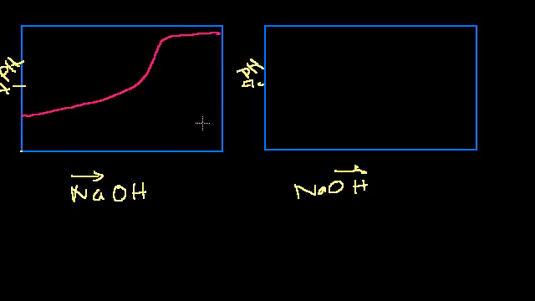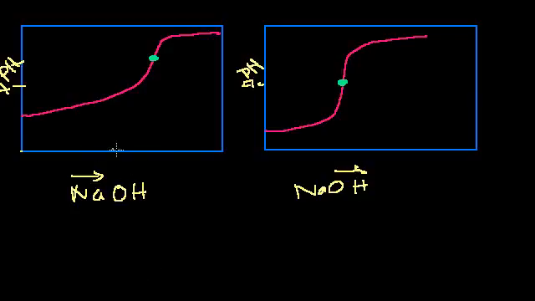And let's say I have another one, and it looks something like this. At some point, bam, it just goes like that, and then it goes like that. So my question is, if you look at these two, first of all, is one of them a strong acid or a weak acid? Let's look at the equivalence points. The equivalence points are the steepest points on these curves. On this one, the equivalence point is right about there. On this one, it's right about there.